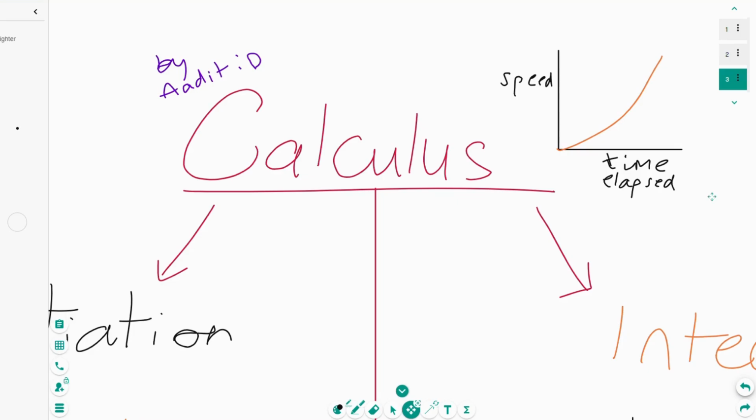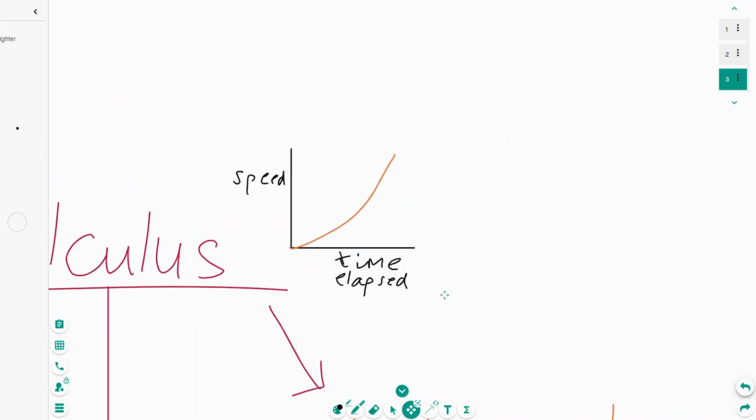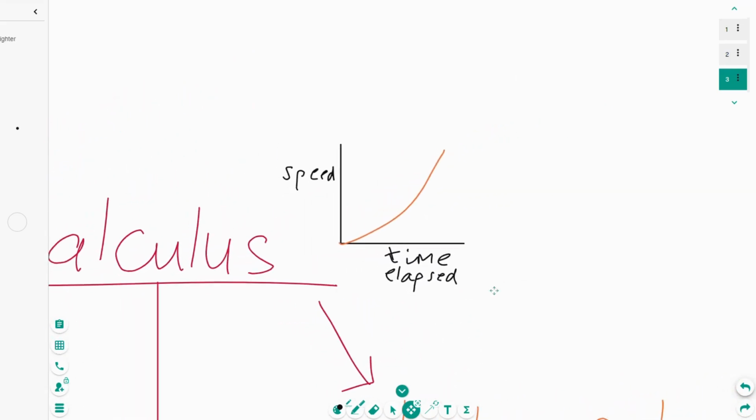So let's start. Let's say we are trying to measure the motion of a car that is accelerating. So we've measured a graph where we know the speed and we know the time elapsed. Now we want to try and find, let's say, the acceleration of the car at, let's say, this point on the graph. How would we find it?